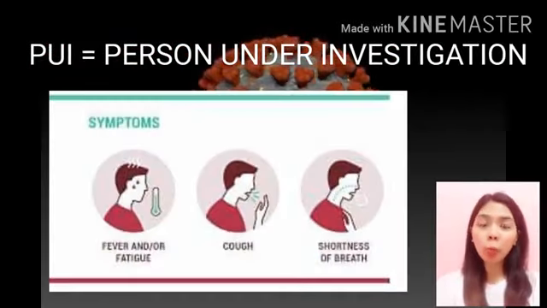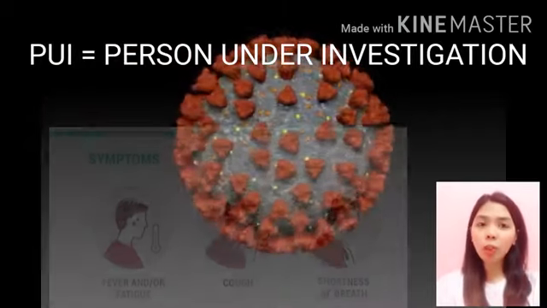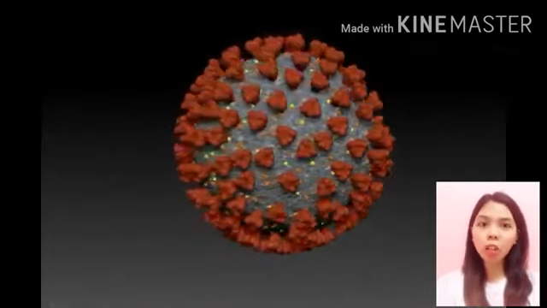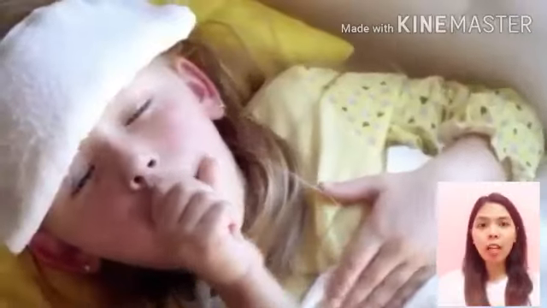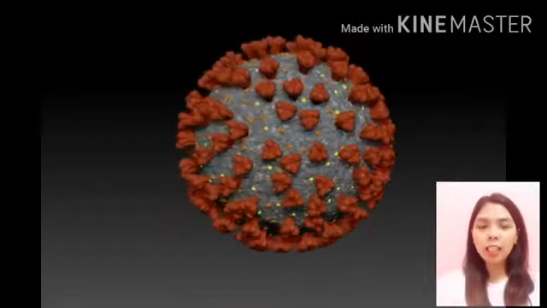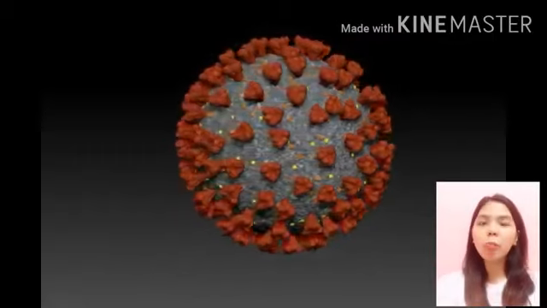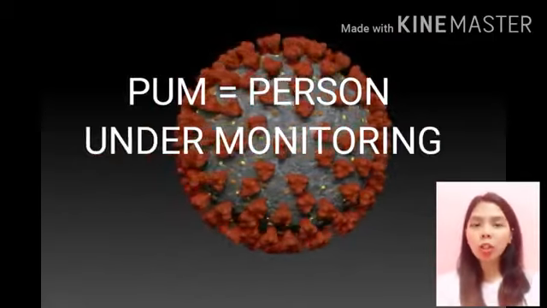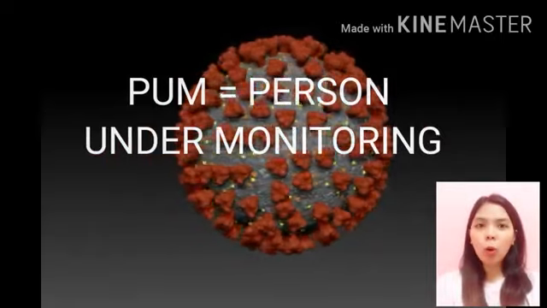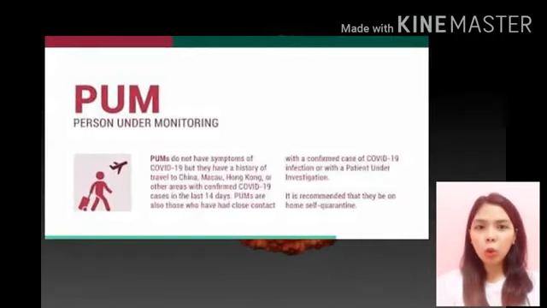Ang PUI o Person Under Investigation, ito yung mga taong may mga sintomas tulad ng dry cough, lagnat, at hirap sa paghinga. Sila ang mga may warrant na i-admit sa ospital. Samantalang, ang PUM o Person Under Monitoring ay ang mga taong may travel history, wala silang mga symptoms, at kailangan nilang mag-quarantine within 14 days.